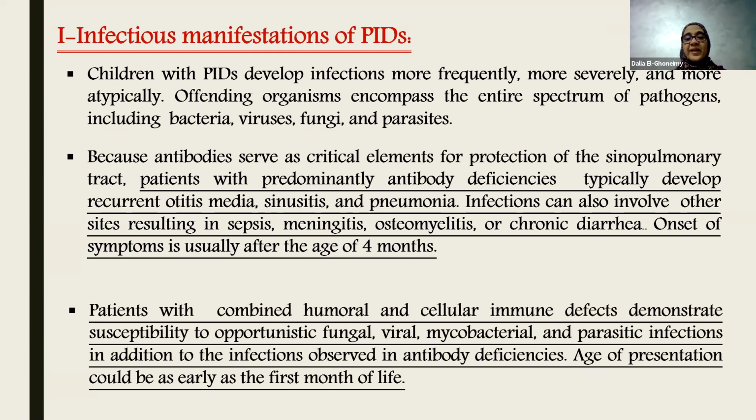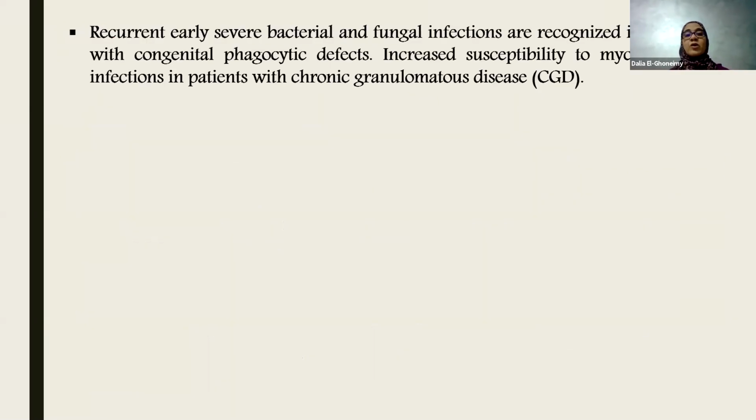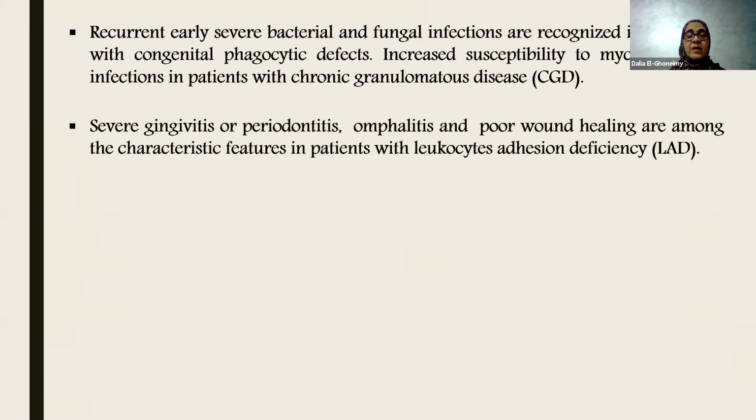Coming to patients with combined humoral and cellular immune defects, they demonstrate increased susceptibility to opportunistic fungal, viral, mycobacterial, and parasitic infections, in addition to those observed in antibody deficiencies. And age is typically earlier than those with predominantly antibody deficiencies, in a way that they might present during the first months of life. Recurrent early severe bacterial and fungal infections are a feature of patients with congenital phagocytic defects, and increased susceptibility to mycobacterial infection is common in patients with chronic granulomatous disease.